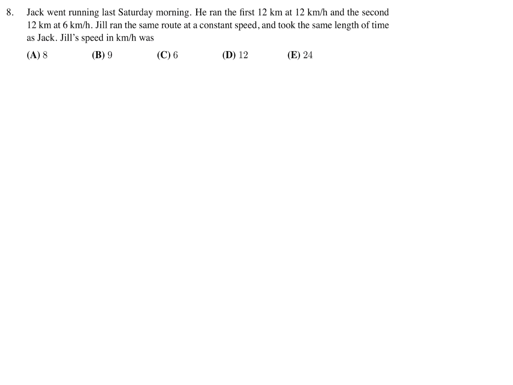Jack went running last Saturday morning. He ran the first 12 kilometers at 12 kilometers per hour and the second 12 kilometers at 6 kilometers per hour. Jill ran the same route at a constant speed and took the same length of time as Jack. Jill's speed in kilometers per hour was. So 12 kilometers per hour, in 1 hour, and he's running 12 kilometers. So how much time?